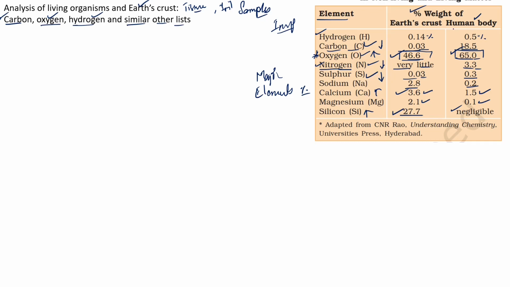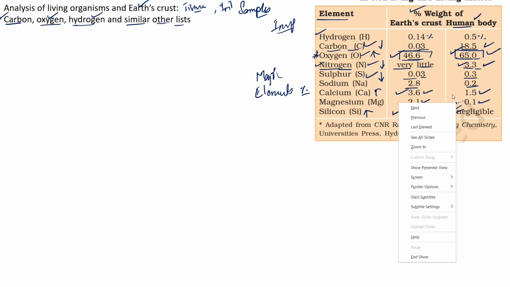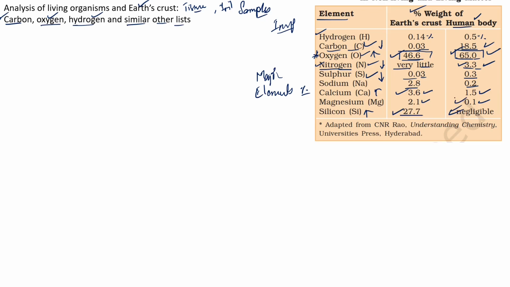Similarly, if you compare with the human body, try to remember the highest values. As you can clearly see, carbon, oxygen, and the next one, nitrogen, are the three clear winners for our remembering. The highest quantity is oxygen, the second is carbon, and the next highest is nitrogen. And in the case of the human body, if you try to remember the least constituents, silicon is the least constituent. Next comes magnesium, and the next one is sodium. So try to remember these three highest and these three lowest.